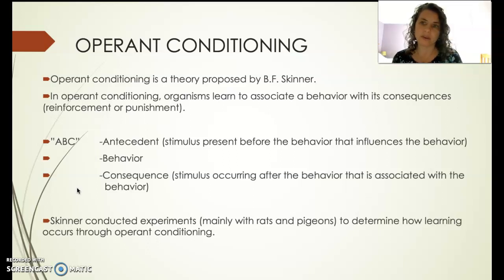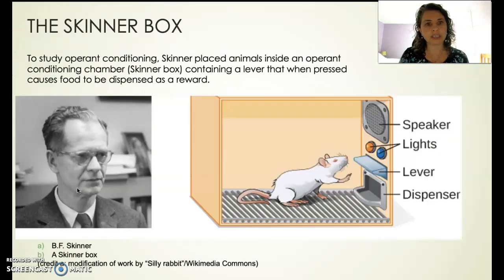You can think about behavior as having kind of three parts. One is the antecedent, or what happens before the behavior, that usually sets off the behavior or prompts it in some way. And then there's the behavior itself, and then there's the consequence, which is a stimulus that happens after the behavior that usually serves to either strengthen or weaken the behavior. Okay, and so Skinner did a number of experiments with animals, rats and pigeons, to see how learning occurs through operant conditioning.